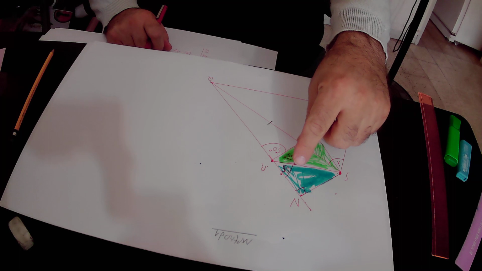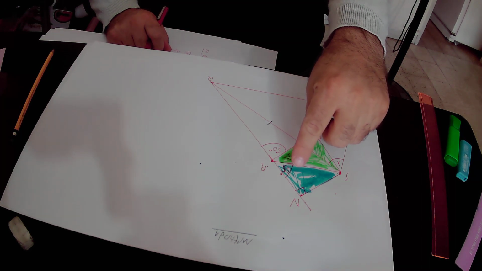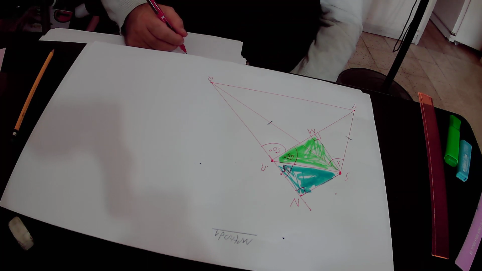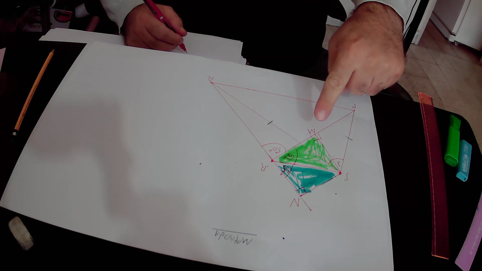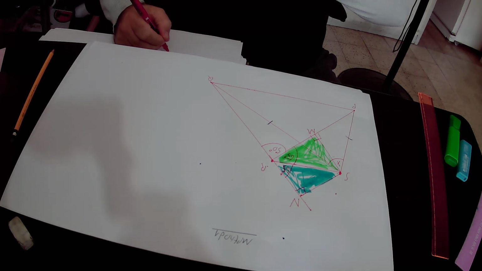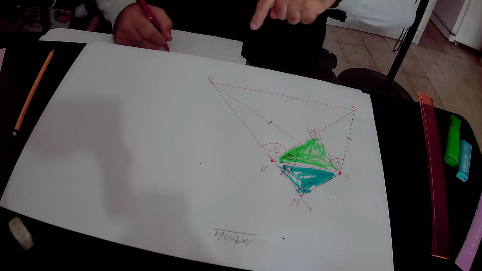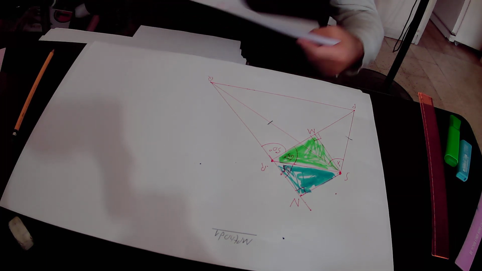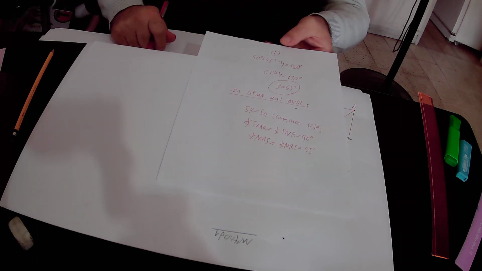And those two angles are also equal to each other. They are both equal to 65 degrees. So we can write that angle MRS equals angle NRS, and both those two angles are equal to 65 degrees.